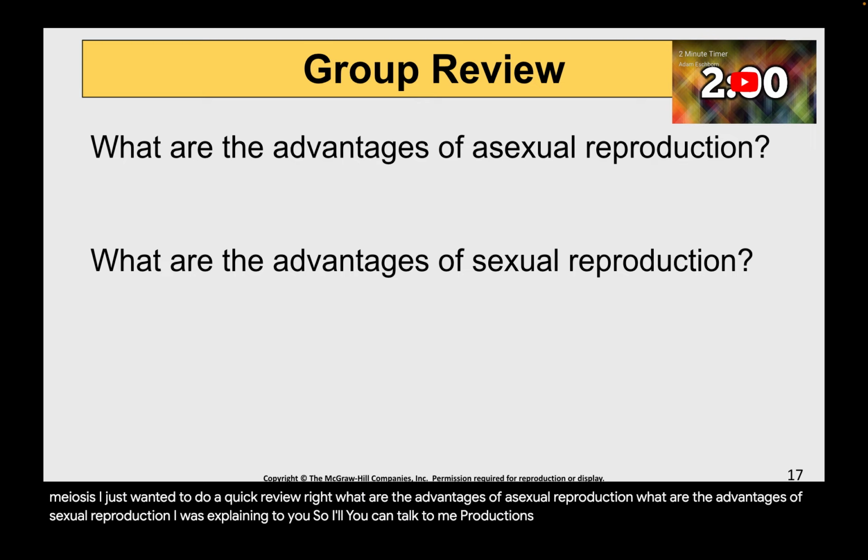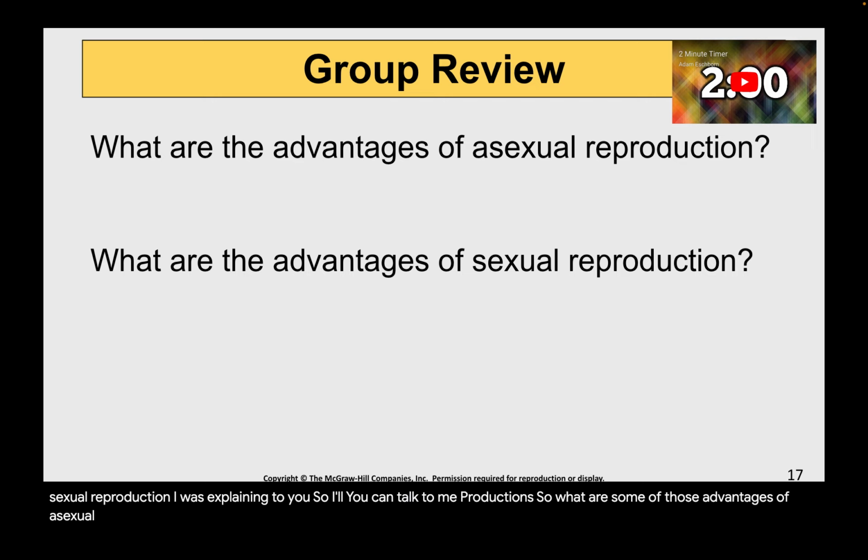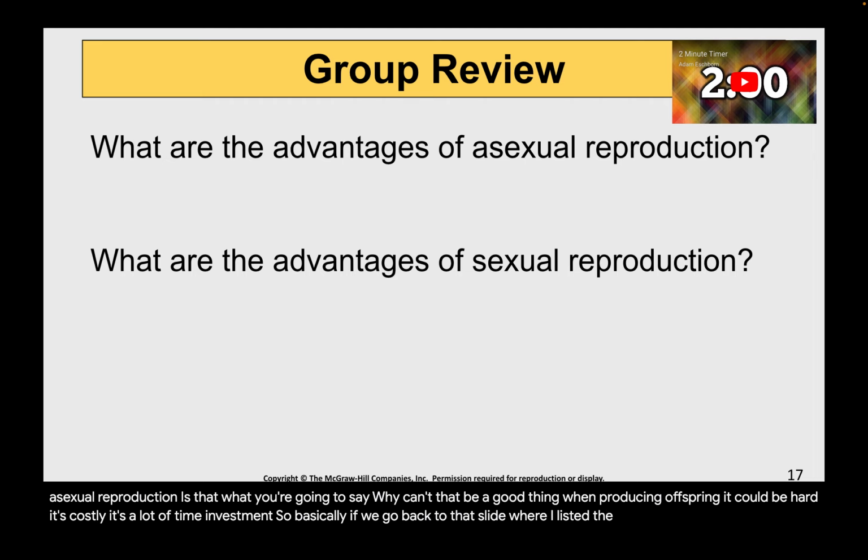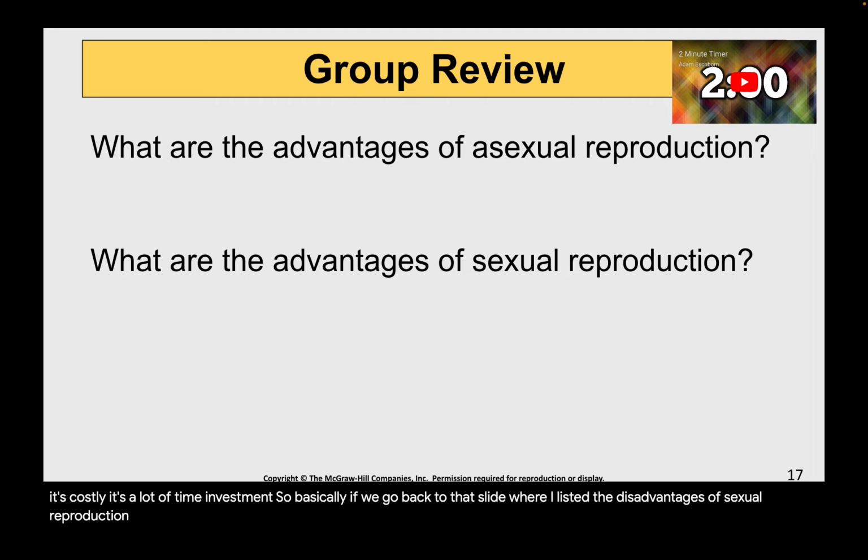All right, so what are some of those advantages of asexual reproduction? What's the advantage of not needing to find a mate? Is that what you were going to say? Yeah, sorry. You don't need to find a mate. Why can that be a good thing when producing offspring? Finding a mate can be hard. It's costly. It's a lot of time investment. It's a lot of energy investment. So basically, if we go back to that slide where I listed the disadvantages of sexual reproduction, those would all be the advantages of asexual reproduction, is that you don't have to do that.